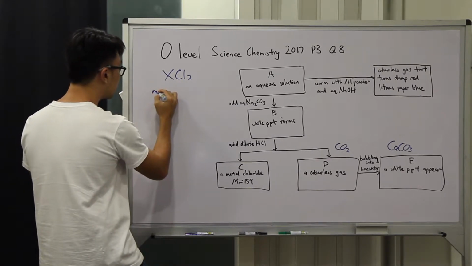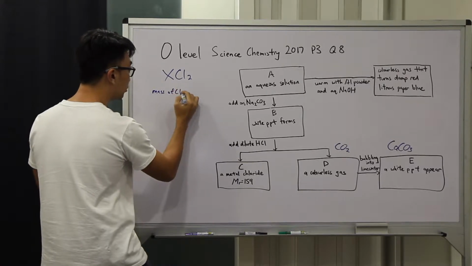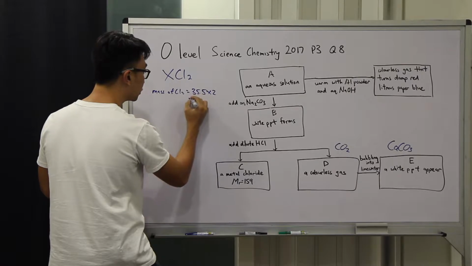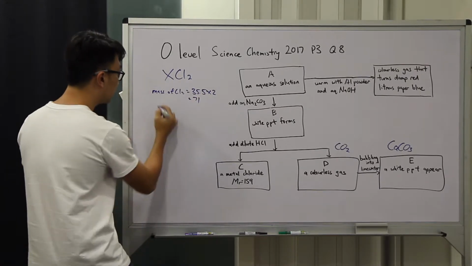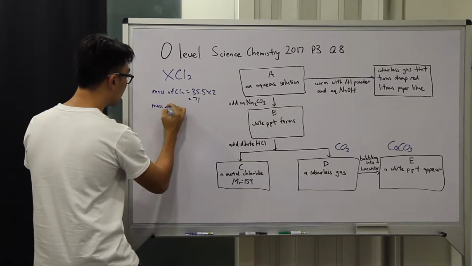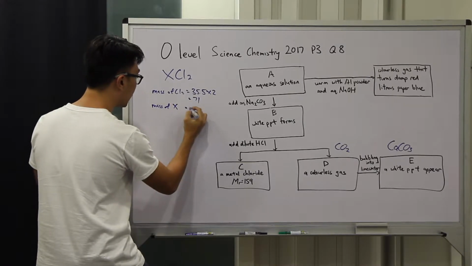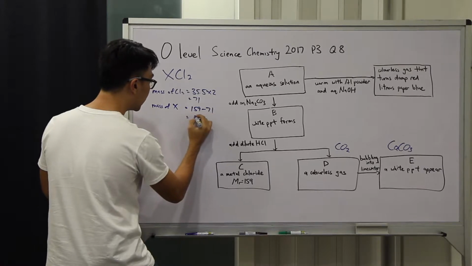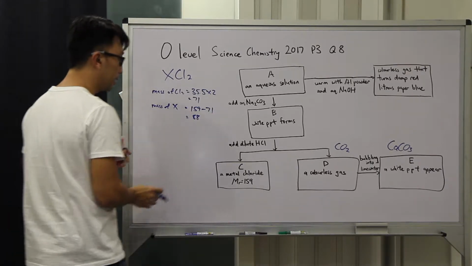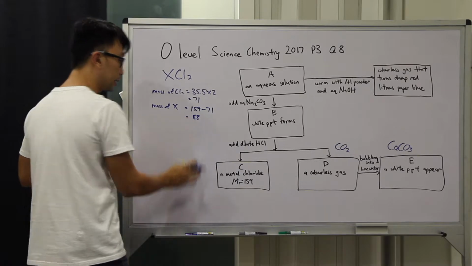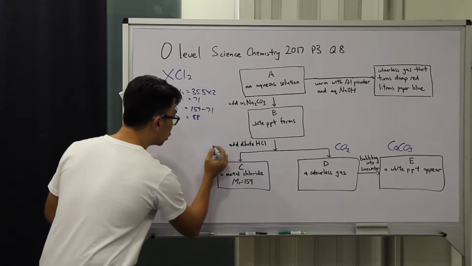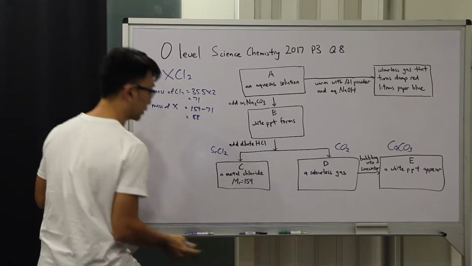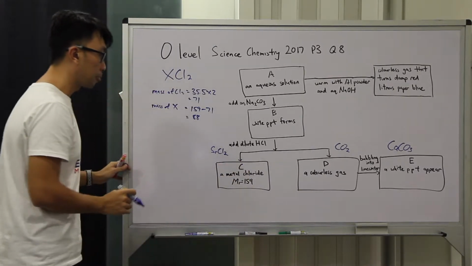The mass of Cl2 will then be 35.5 times 2, giving us 71. So the mass of X will then be 159 minus 71, giving us 88. And if you look at the periodic table, it's actually strontium. So we have strontium chloride, SrCl2.